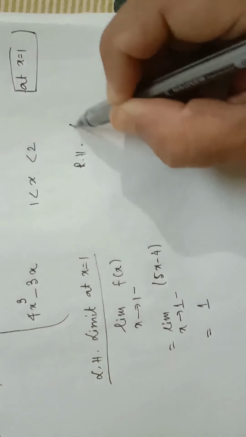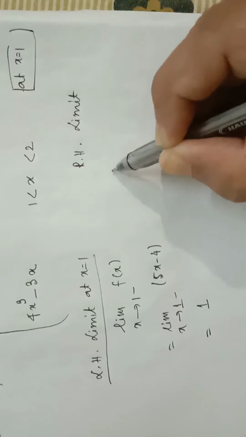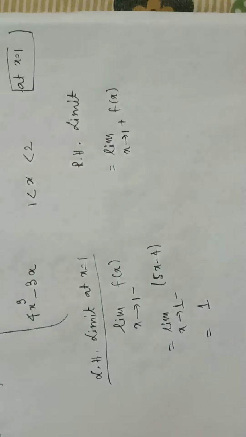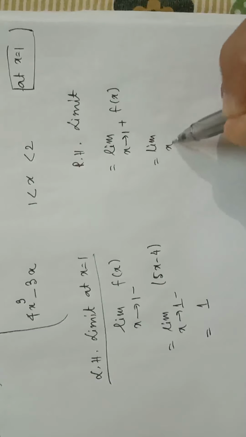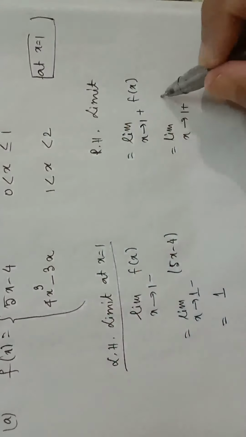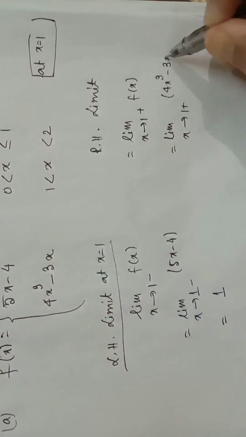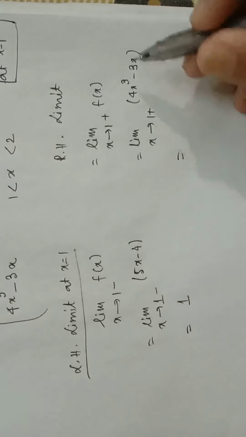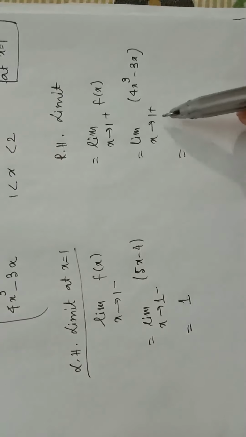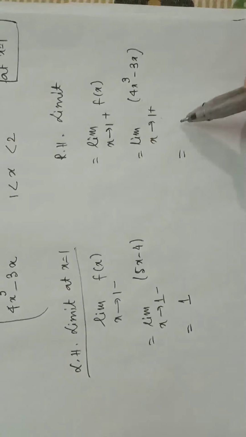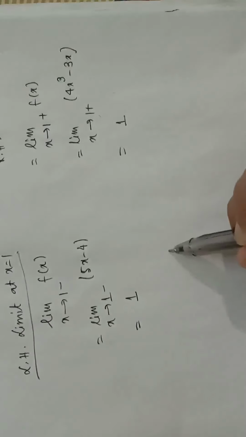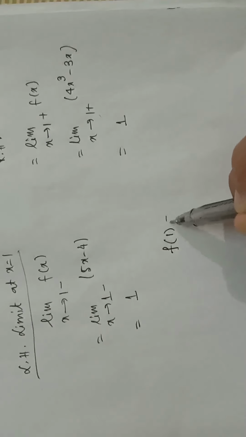Here I am writing the right hand limit. Right hand limit equal to limit x tends to 1 plus f(x). X tends to 1 plus means x is more than 1, and when x is greater than 1, f(x) equals 4x cube minus 3x. Whether it is 1 minus or 1 plus, we put x equal to 1 to get the value. If we put x equal to 1, this will be 4 minus 3, which is equal to 1, and we also have to find f of 1, the functional value at x equal to 1.